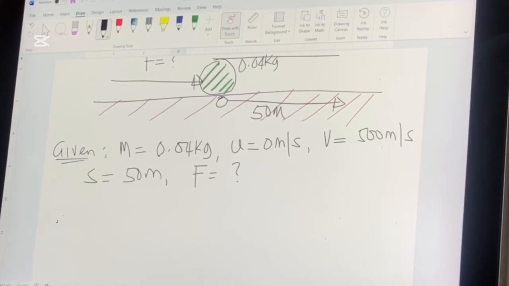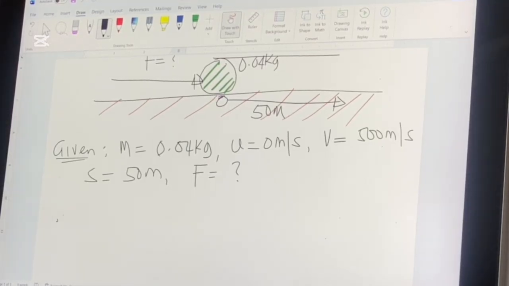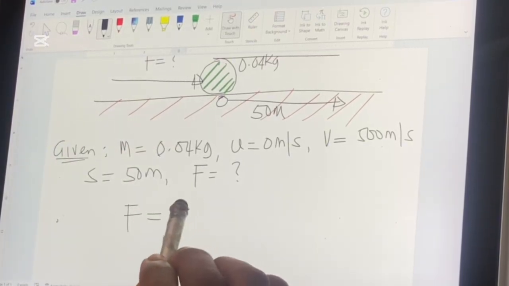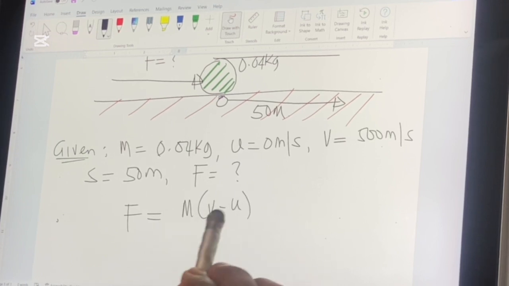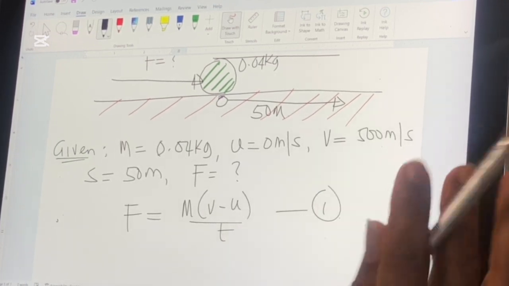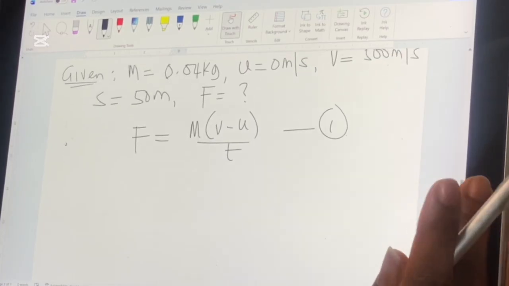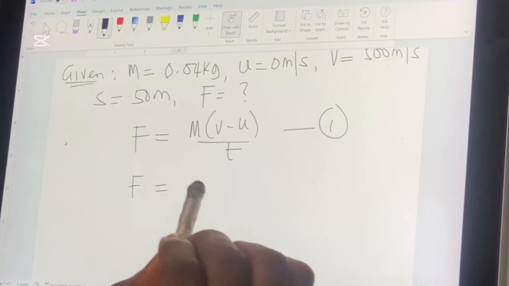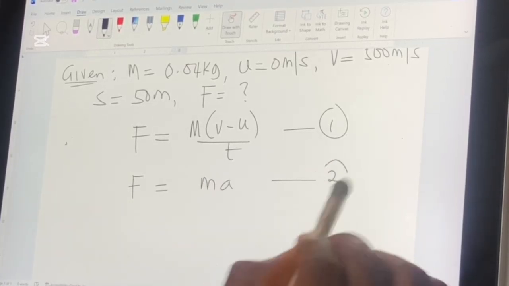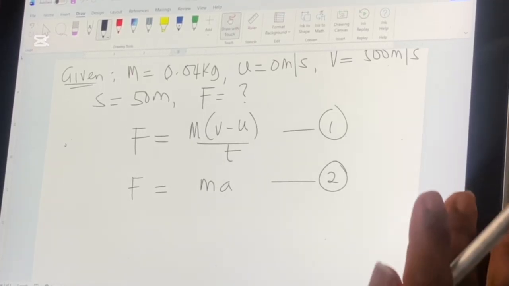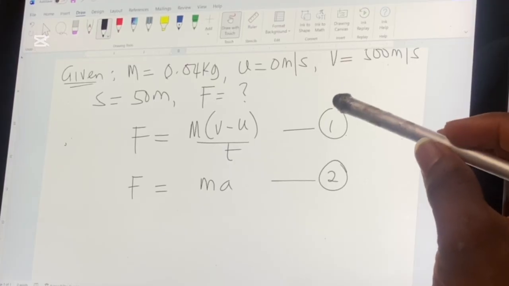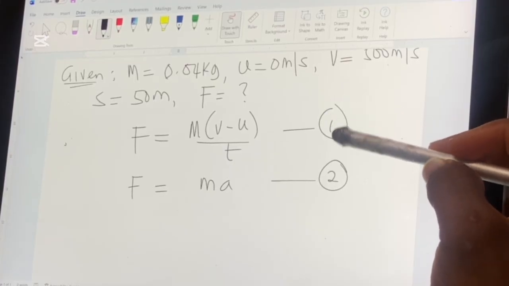So let's write down the formulas related to Newton's second law of motion. The first formula here is F is equal to m into v minus u over t. The second formula here is F is equal to ma, and the third formula is for impulse, and we're not asked to find impulse, so it's either this or this. So let's see if the first formula has the available parameters or the second formula.